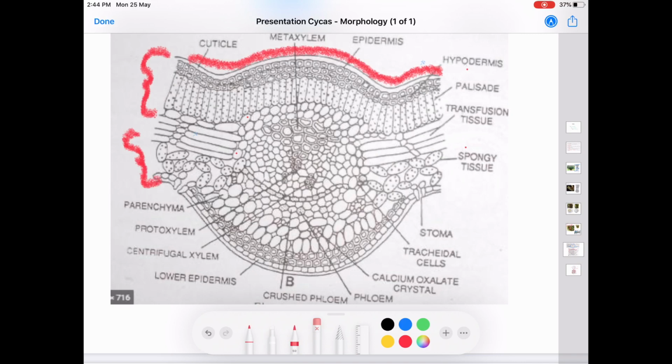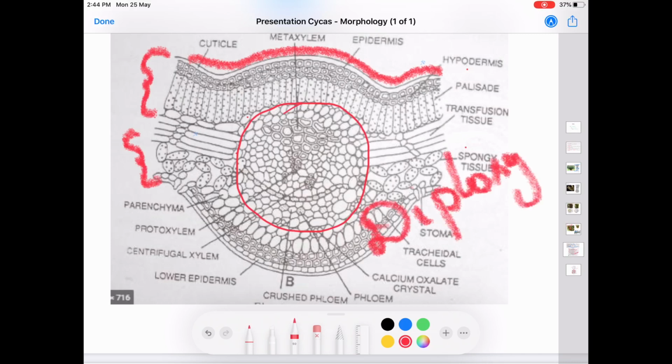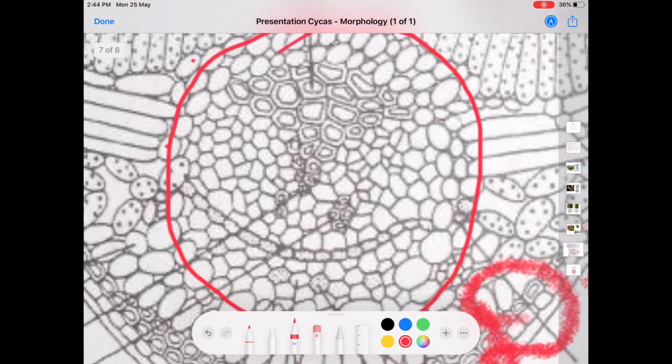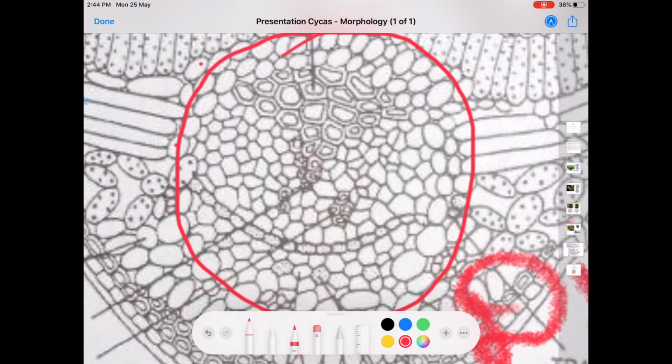Central region is occupied by the vascular cylinder. It includes xylem, phloem and the cambium. So, the vascular bundles are conjoined, collateral and open type. The xylem is diploxylic. That is, you can see two groups of xylem. This is one group and this is the second group.